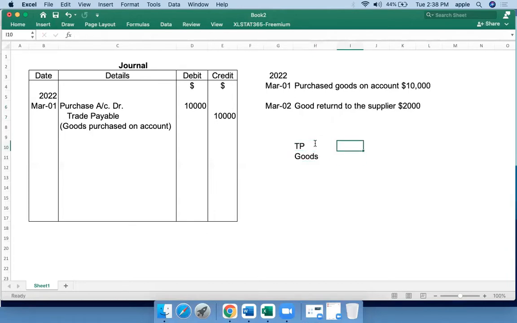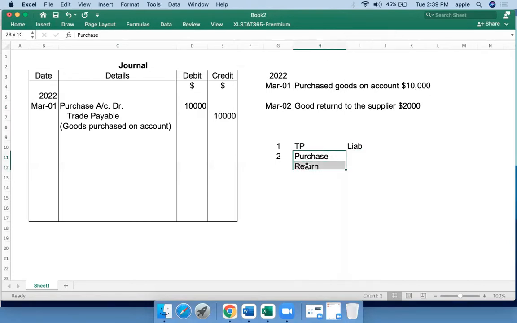Trade payable is a liability. In place of goods, I will write purchase return. I will not write goods. I will write purchase return. Understood? This is another nickname. Trade payable is a liability and purchase return. When I bought goods, which name did I use? Purchase. Now I am returning goods, so purchase return. This is the goods account only, representing the goods only.